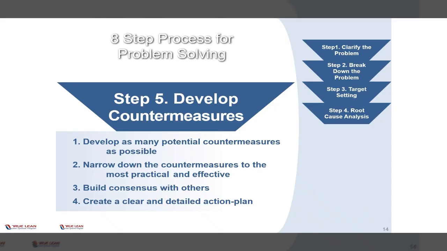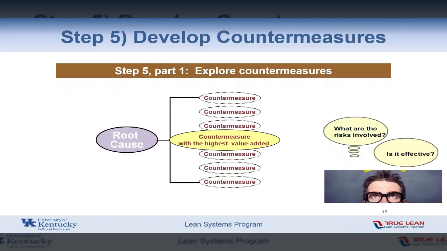We then want to narrow down our list of those solutions to those that are most practical and effective, and we need to seek input and consensus from others to do our nemawashi. Finally, we must develop a clear and detailed action plan. Let's dive into each of the parts of step 5 in more detail.